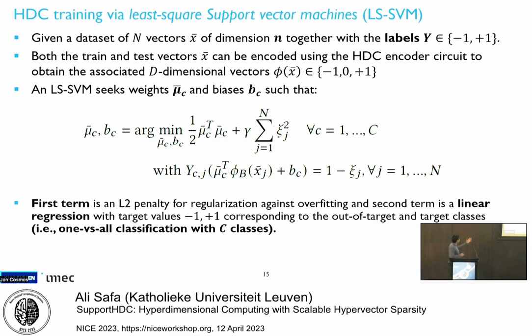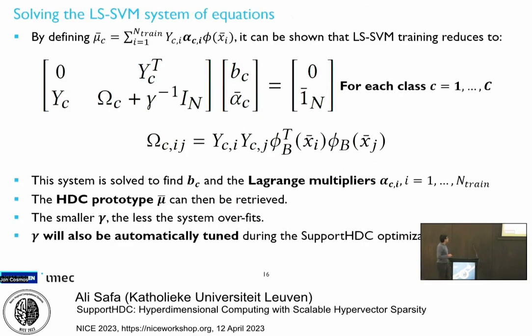To solve this optimization problem, we resort to the theory of least square support vector machines, and we solve this problem in the dual space. So basically, when we do a Lagrange optimization, instead of searching for the solution mu, those HDC centroid vectors, explicitly, we write down the centroids as a combination of all the encoded data in the train set modulated by some Lagrange multiplier alpha. And you can show that by solving this system of equations here, you can retrieve the bias and the Lagrange multiplier alpha, and then reconstruct these HDC centroid mu.